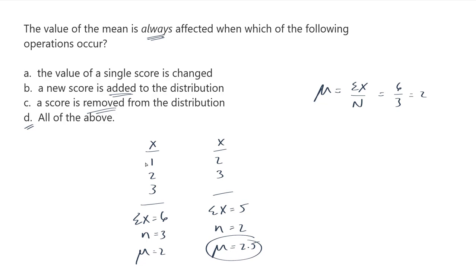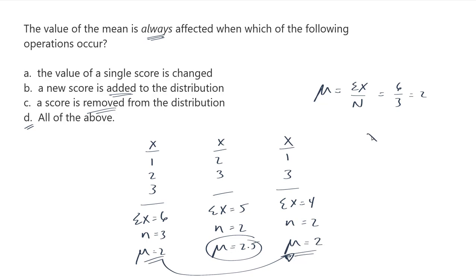But what if I didn't remove the 1? What if I removed the 2 instead? So if I had 1 and 3, my new sum is going to be 4, and n equals 2. My mean will be 4 divided by 2. It's going to be 2. This mean did not change. So I removed a score, and the mean of the new set of numbers didn't change.